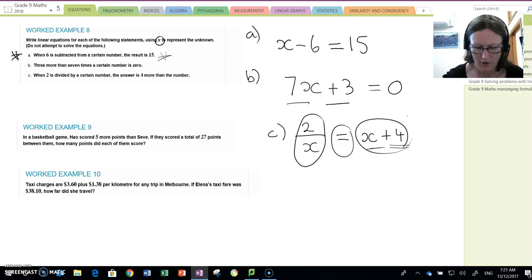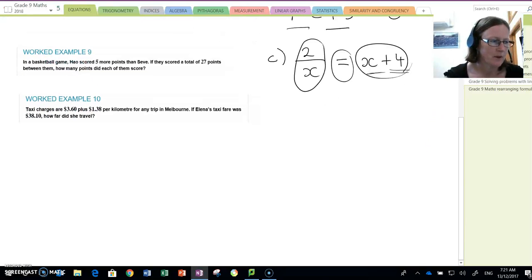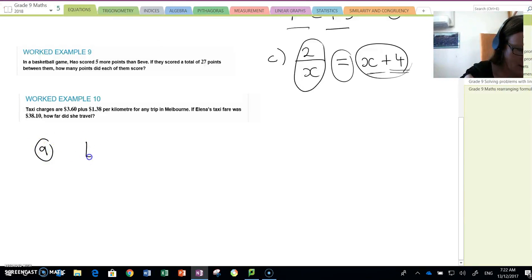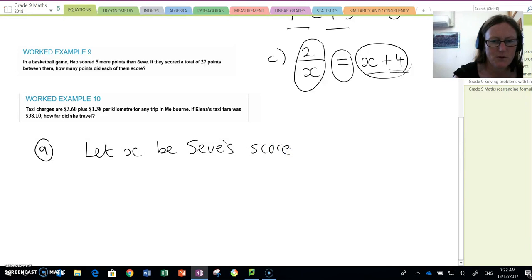Let's look at worked example 9. In a basketball game, Hal scored 5 more points than Sev. If they scored a total of 27 points between them, how many points did each score? So read it a second time, just to help. In a basketball game, Hal scored 5 more points than Sev. If they scored a total of 27 points, how many points did each score? So what I'm going to do with worked example 9, I'm going to let x be Sev's score. So x is Sev's score.